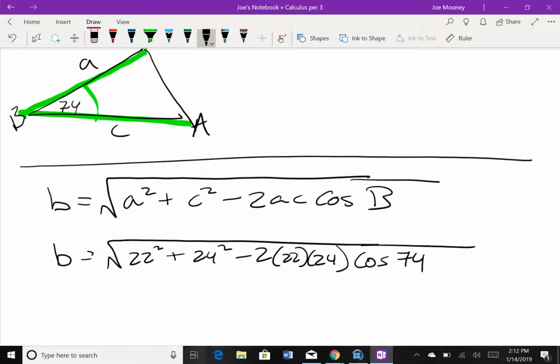And you can't mess it up because PEMDAS says squaring is going to come before subtraction, multiplication is going to come before, so you just can't mess up, right? So just plug it in. So 22 squared plus 24 squared and all that. Then that gets you 27.730. That's your rounded answer, 27.730.